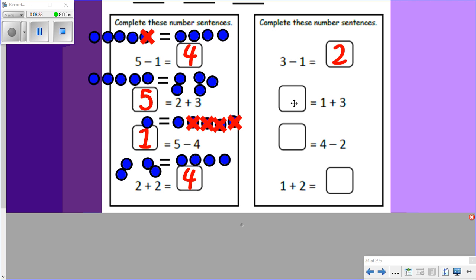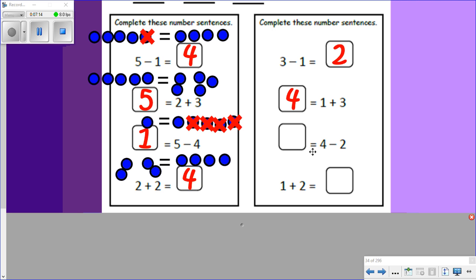Now, how about this one? The missing number is at the beginning, equals 1 plus 3. No problem. On one hand, put up 1 finger. On the other hand, put up 3 fingers, because the plus sign means that we have 2 separate groups that we're going to put together. So 1 finger and then the 3 fingers. Now move them together and count them all in a line. I hope you got 4.